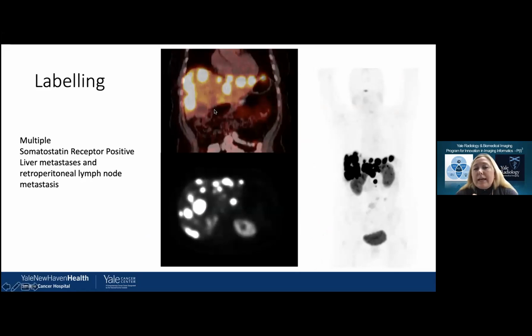So this is a gallium dotatate PET CT in a patient with multiple metastases, somatostatin receptor positive liver metastases. And you can actually see that there's also a periaortic metastasis in the lymph node that's outside of the liver. And here you have kidneys and bladder. So it really helps you evaluate the patients.